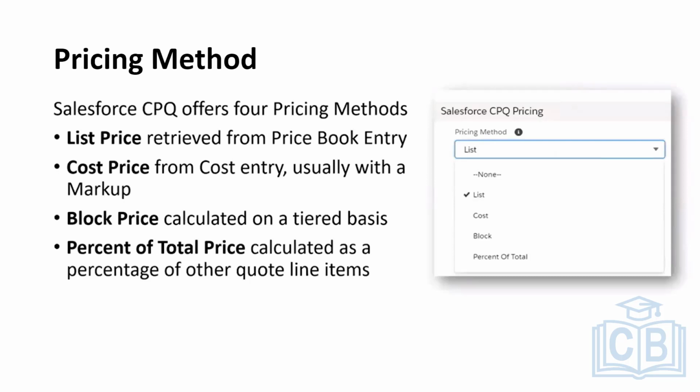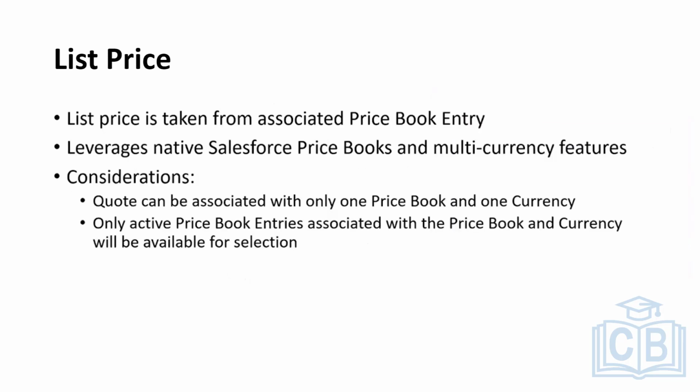Correct. There is some information you need to be aware of about the list price. You can see the consideration I have mentioned. A quote can be associated with only one price book and one currency. You are already aware that either your quote belongs to the US currency or it belongs to the Canadian currency. Whatever currency has been assigned to the quote, the products which belong to the same currency will be visible. If suppose your quote belongs to the US but your product does not belong to the US, then it is not going to be visible.